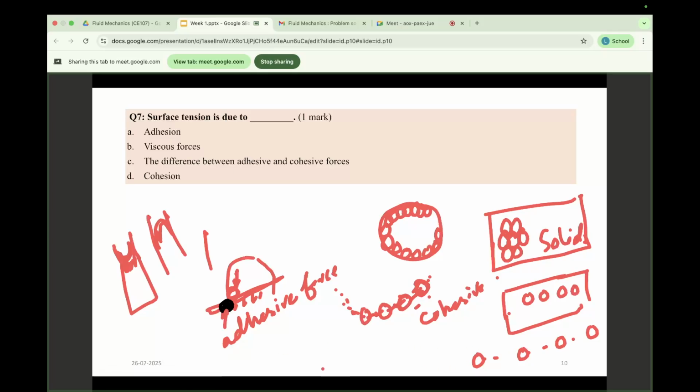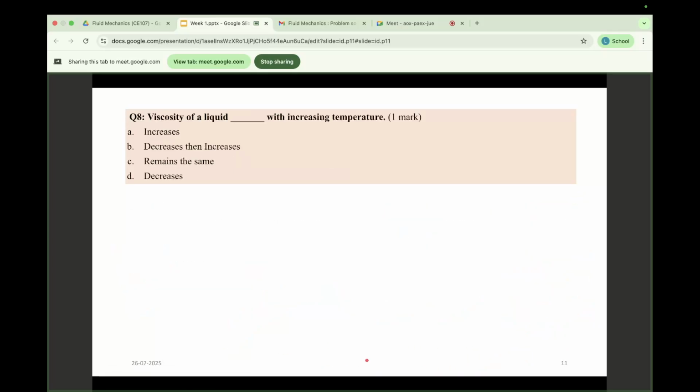So I'm moving to the next one. Now the question is: viscosity of a liquid blank with increasing temperature. So you have to fill this blank. These are the four options. This concept is also correlated with the previous question. So try to answer.